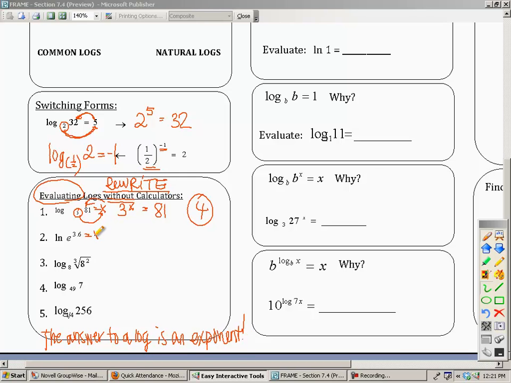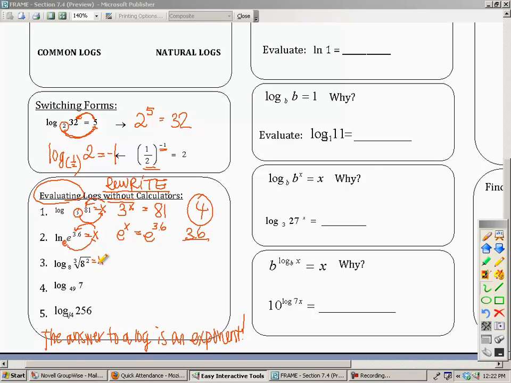I'm going to set it equal to x for the second one, and there's no base here, but because it's a natural log, I'm going to put a base e in. And I'm going to rewrite it again. e to the x equals, and I'm going to say e to the 3.6. Well, what does x have to be for these to be equivalent? x has to be 3.6, because then you could say e to the 3.6 equals e to the 3.6. Okay, we're going to go at this again.